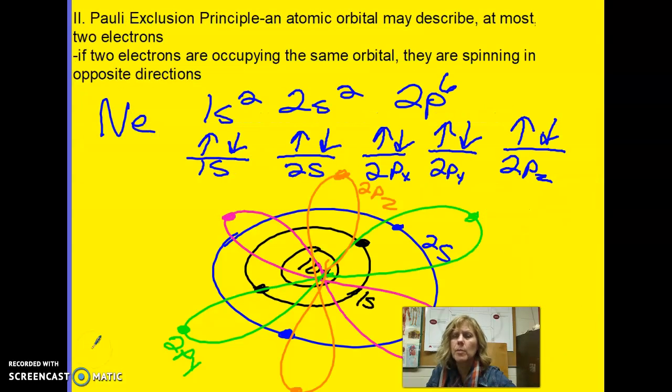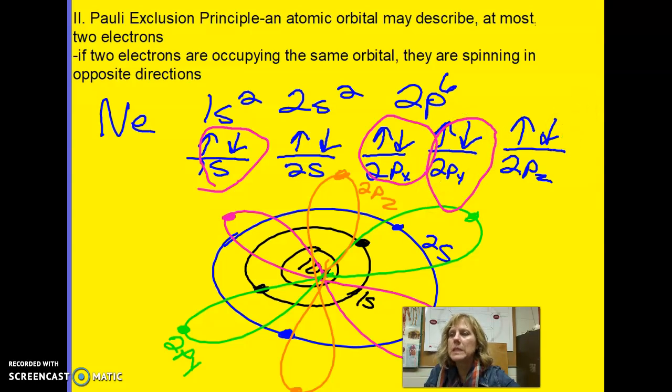The next one is called the Pauli exclusion principle. An atomic orbital may describe at most 2 electrons. So an atomic orbital is, like, the 1s is an atomic orbital, so is the 2s. The 2px is one atomic orbital. The 2py is another atomic orbital. The 2pz is another atomic orbital. They can only have 2 electrons.